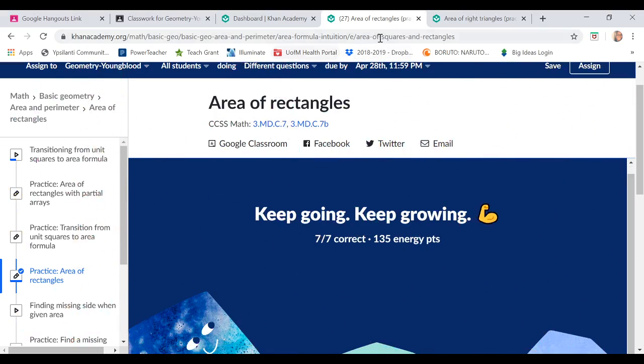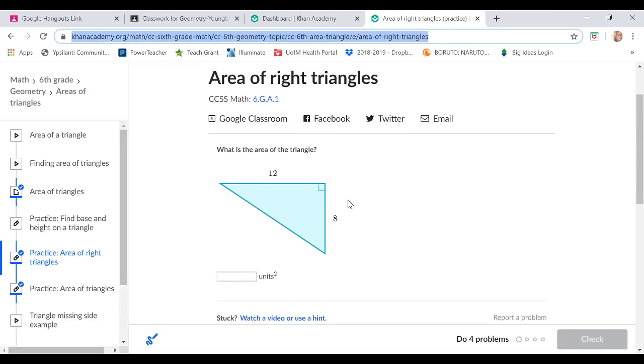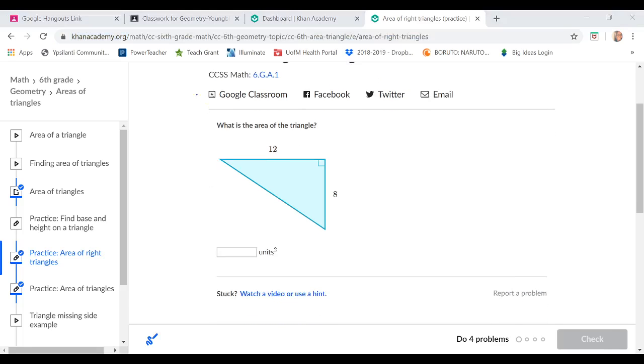Okay. The next practice set I want to go through is area of right triangles. So we're actually going to copy this and try to look at how this is connected to what we just did with rectangles and squares. I'm sure most of you are like, Miss Youngblood, I already know this formula. If you already know, you can just skip this part of the video. But gotta help out some other people who need this review.